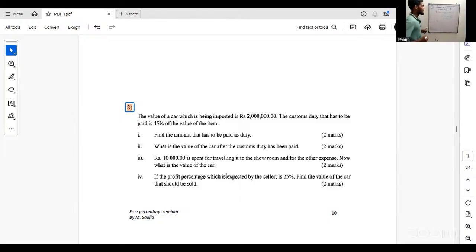Part 2. What is the value of the car after the customs duty has been paid? Now, this is the raw amount of the car, and this is the customs duty value. Now, to find the final value of the car, what should you do? Add both of these. New value of the car is 2 million plus 900,000. Answer is 2.9 million rupees.